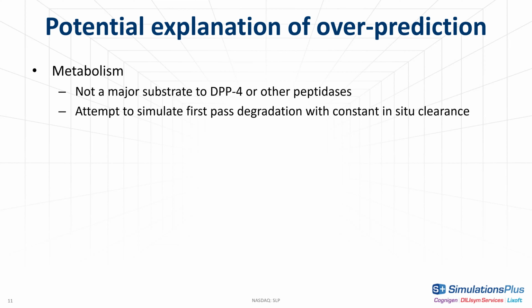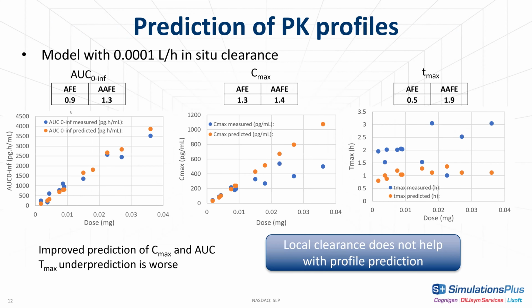But if you do this, for example, here I've put a very low degradation in situ, low clearance, you can normalize the AUC. So you go back to average fold error around 0.9, which is quite good over the dose range covered. However, the Cmax is still over predicted and the Tmax is now under predicted, and the under prediction is actually even worse. We have 50% under prediction. So the local clearance doesn't really help in our case to predict the whole profile. So what could go wrong?